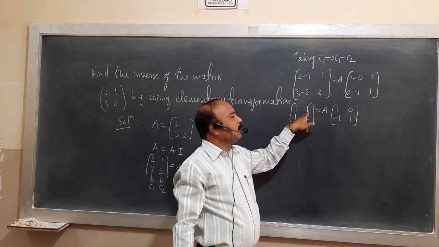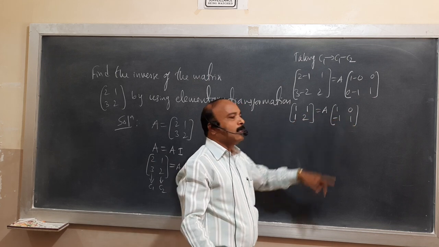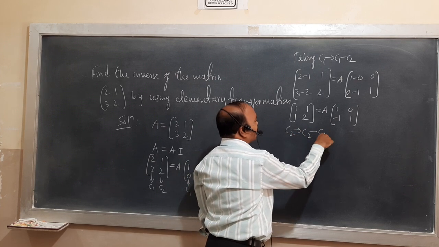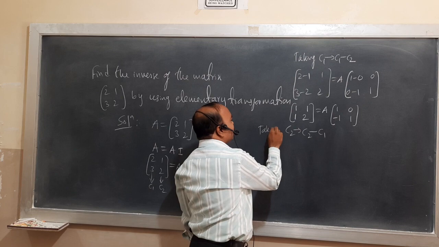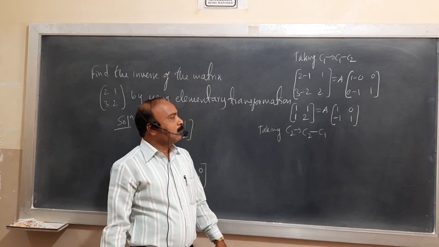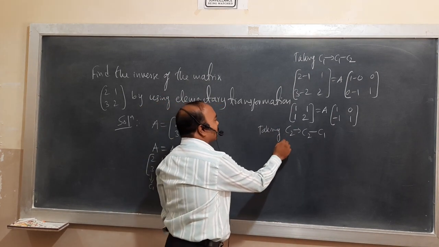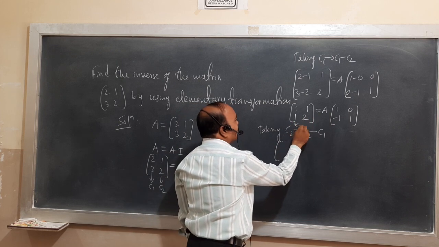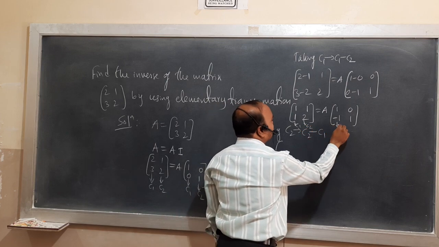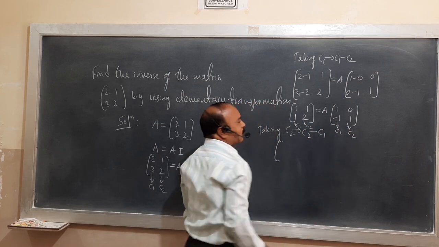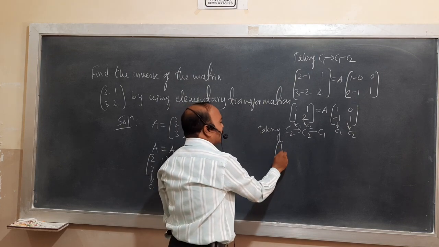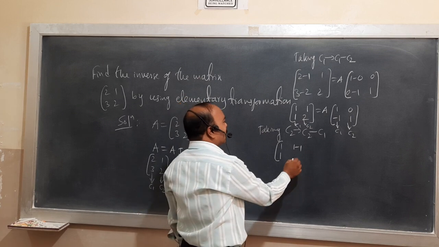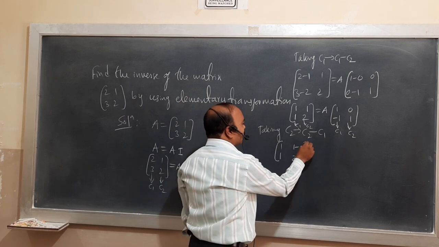Next to make this element 0, because it is 0 there, for that I will take C2 as C2 minus C1. This transformation I will take. Taking C2 as C2 minus C1, it is C2 we are changing here. It is C1, it is C2, it is C1, it is C2. Now C1 as it is, 1 1 as it is. C2 minus C1 means 1 minus 1. It is 2 minus 1.